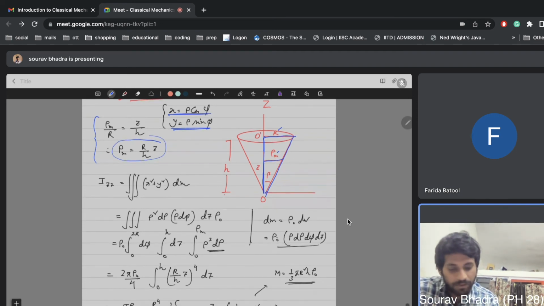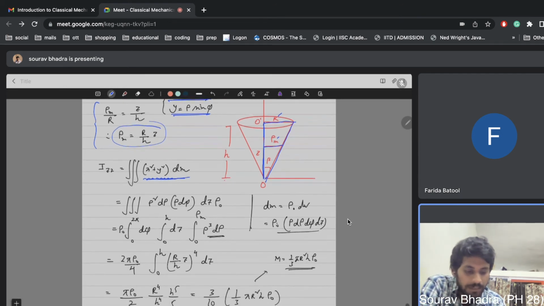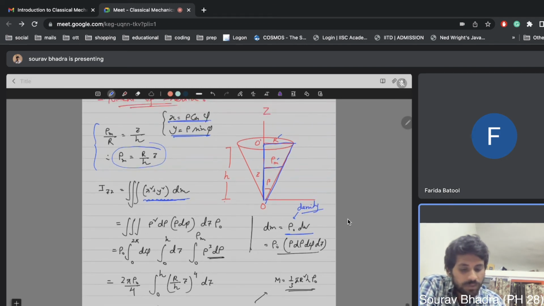Now first we will calculate I_zz. After all the classes, I think you can now write the expression of I_zz or I_xx or I_yy in integration form. It is the integral of (x square plus y square) dm, where dm is the mass element, and that can be written as rho 0 dv, where rho 0 I have taken as the density. So never confuse this rho 0 with this rho.